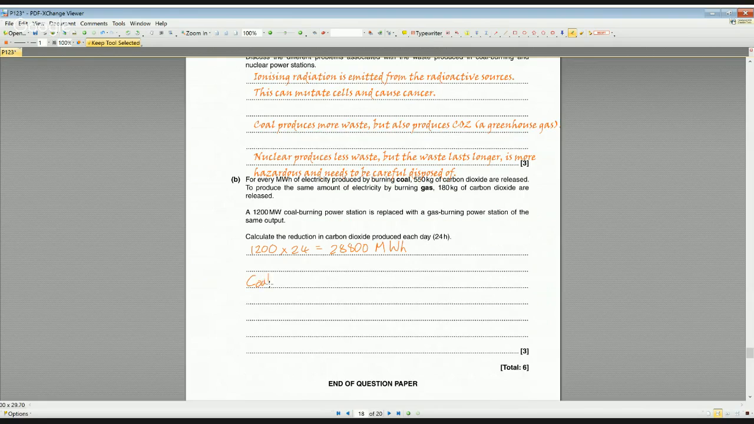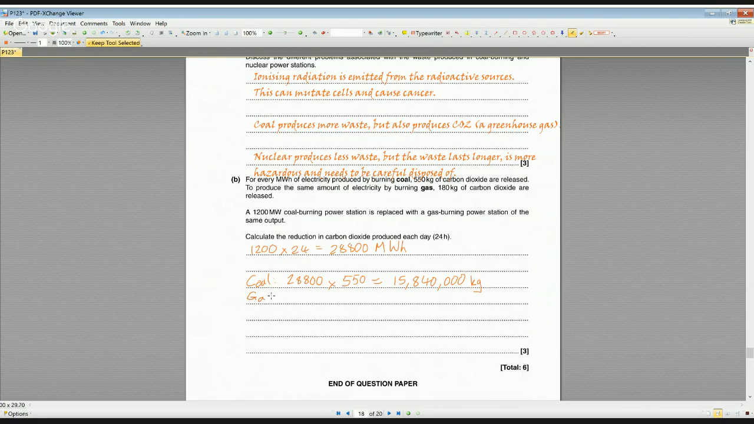And calculate how much CO2 is released from the coal power station. So to do that, we multiply 28,800 by 550 kilograms, which is what the question tells us is released per megawatt hour of coal, which gives us 15,840,000 kilograms.